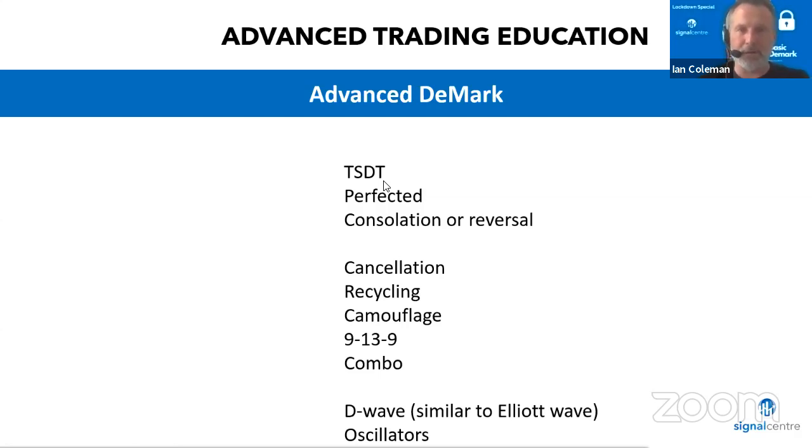A camouflage. There's something that's called a 9-13-9. So you get a 9 count, then a 13 count, then a 9 count. Gives it more power. We've got things called combos. DeMark also talks about a D wave, which is similar to an Elliott wave. And then, right to top it all off, when you think the book's nearly finished, you've got oscillators, okay, which is DeMark's take on momentum oscillators.